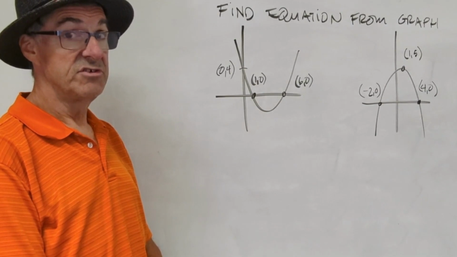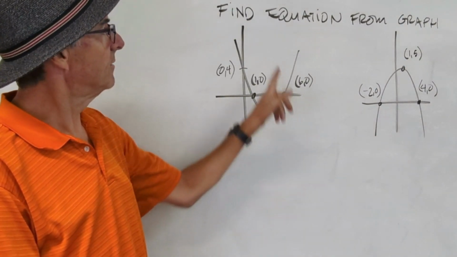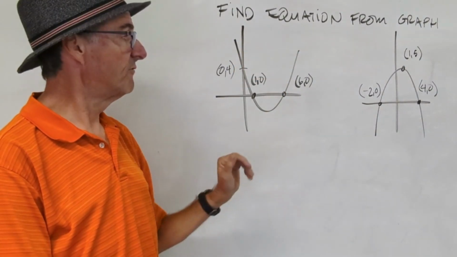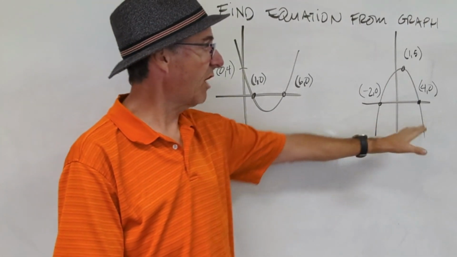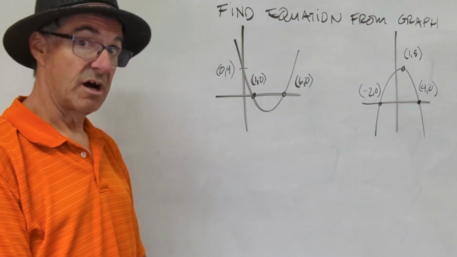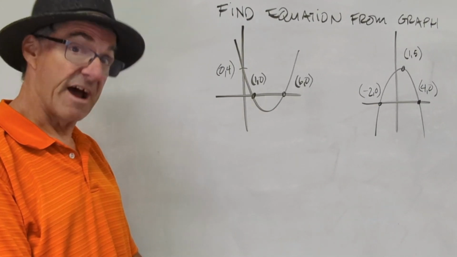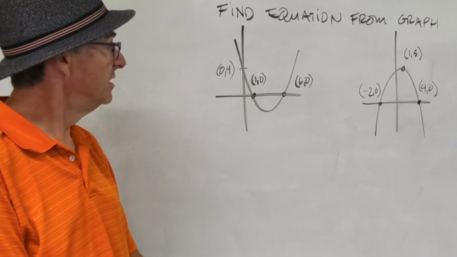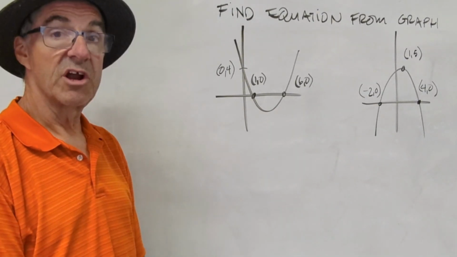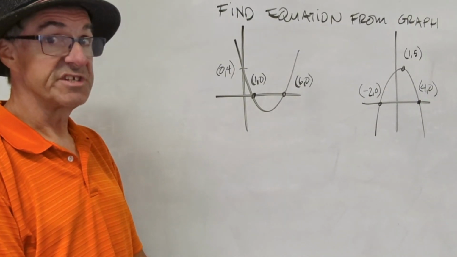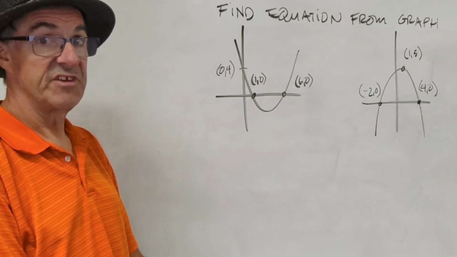Now what I'd like you to do is do these two problems. This is find the equation from the graph. So I've given you 2 graphs, and I've labeled some points on there. Sometimes you're going to have to figure out points, but usually that's possible. So here are 2 graphs. I want you to come up with the quadratic function's equation for each graph. Pause the video and do that.